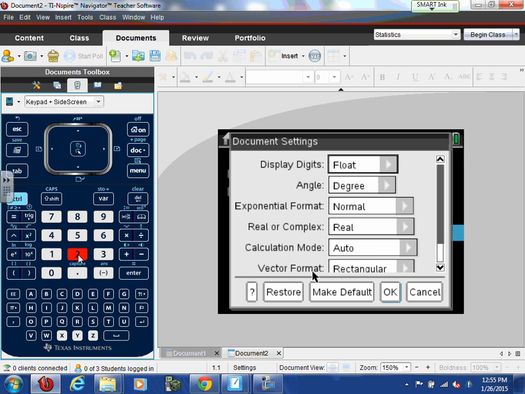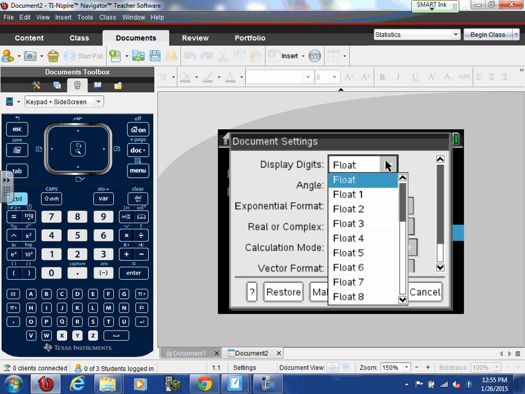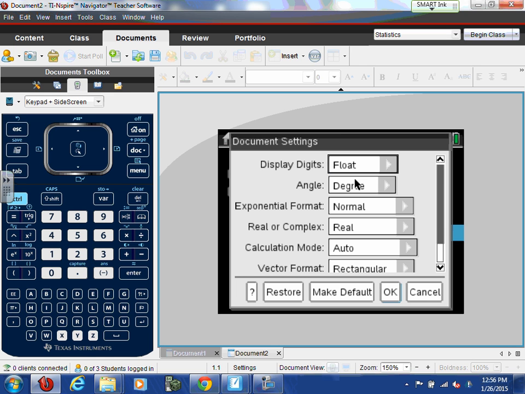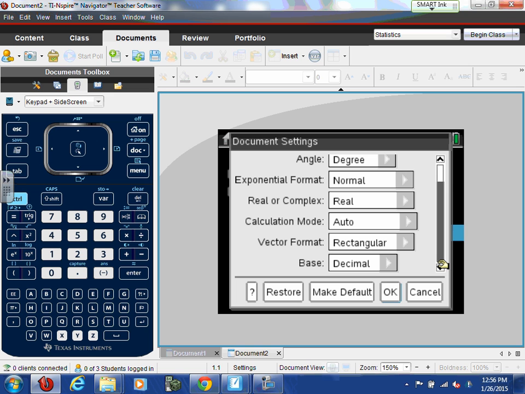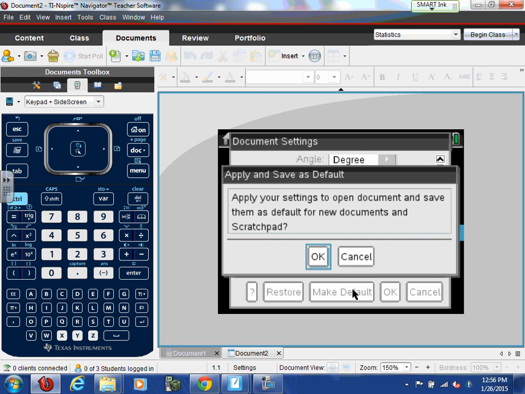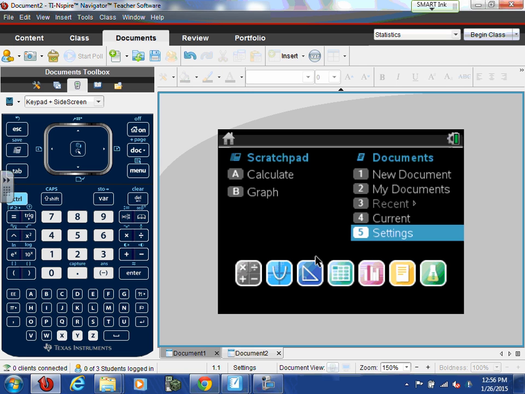That means it stops at 6 decimals. I like to float the whole entire thing. So click on this, and way up at the top is going to be float. Click float. Let's look at this as long as we're here. Let's make sure we're all in degree. Normal, real, auto, rectangular is fine. I need you to come here and say make default, and then OK. If you don't make it the default, it's going to go back to what it was. The big thing there is I like it to float.